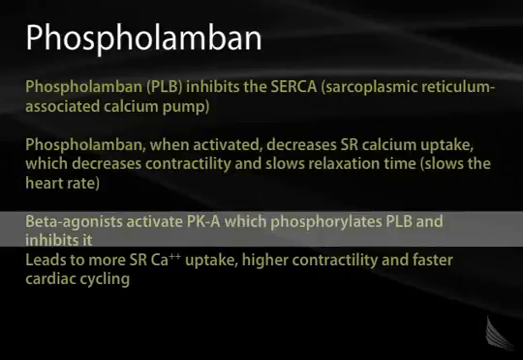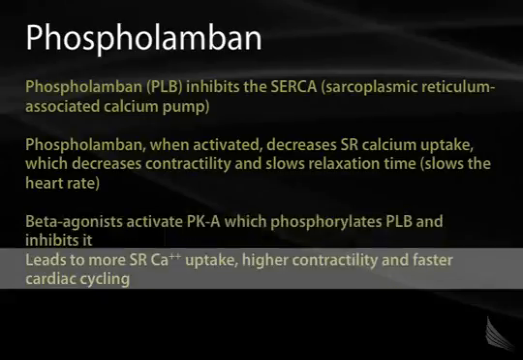Beta agonists, however, activate protein kinase A, which is cyclic AMP-dependent protein kinase. This enzyme phosphorylates phospholamban and inhibits it. When phospholamban is inhibited, this leads to more calcium uptake into the sarcoplasmic reticulum, causes higher contractility and faster heart rate. Basically, phospholamban is anti-inotropy, and beta agonists work by inhibiting phospholamban to increase calcium uptake into the sarcoplasmic reticulum and causing a higher contractility.